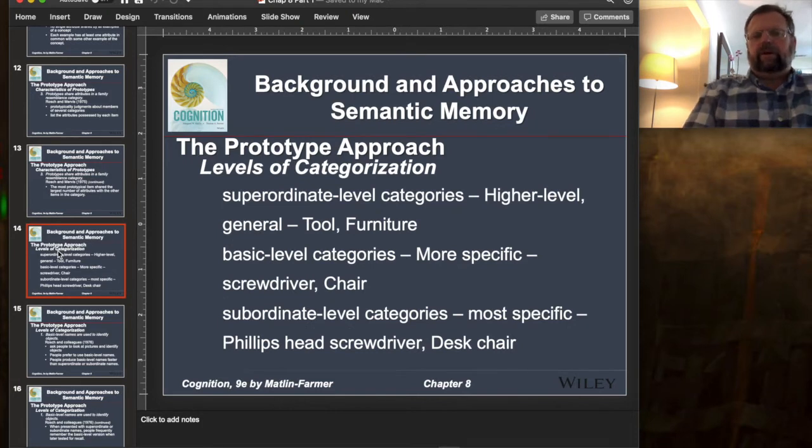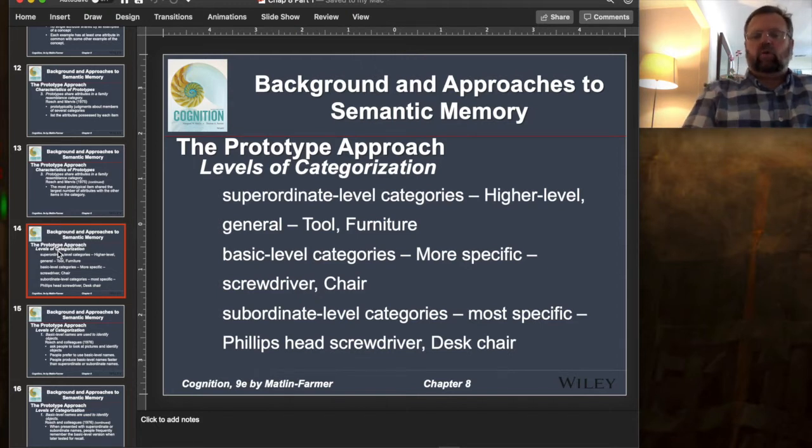So we've talked about this a little bit, but I wanted to add in a little bit more in terms of prototypes. There's several different levels that we use when we're trying to categorize something. We have the subordinate level, we have the basic level, and then we have the superordinate level. So the superordinate levels are the higher level, more general types of categories. So those are things like tools and furniture.